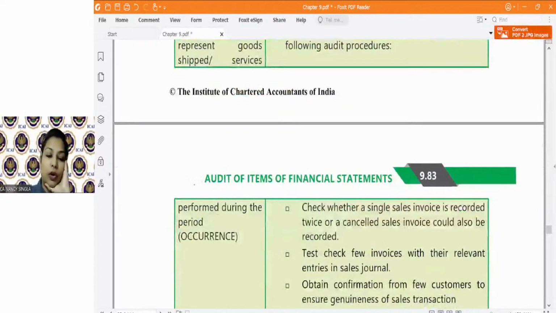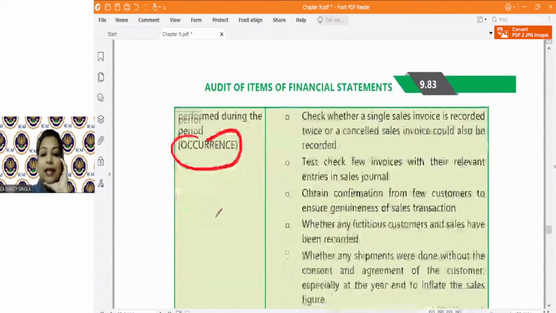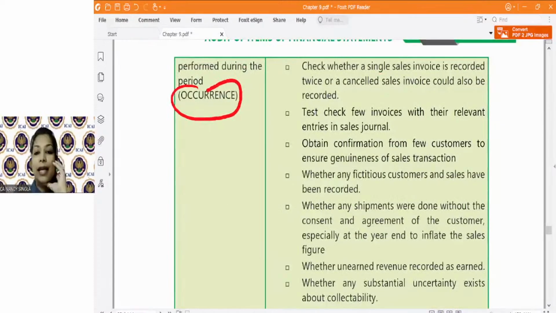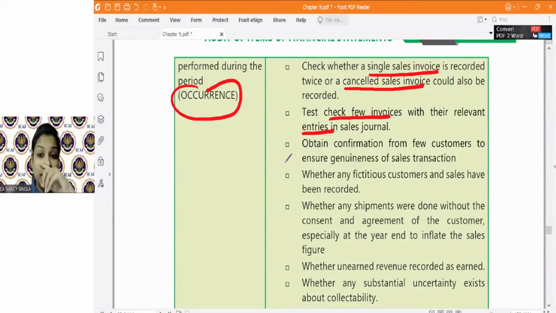Now with respect to occurrence assertion, so auditor will see that, so for all those who are highlighting in the module and those who ask me ma'am as to how to mark, how to highlight, single sales invoice should not be recorded twice and cancelled sales invoice should not be recorded. Check few invoices with respect to their entries in sales journal. Confirmation लेना है with respect to genuineness.